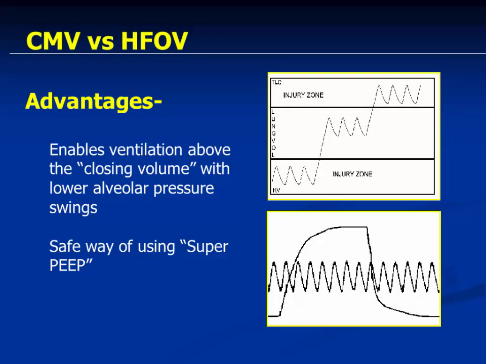As you can see, the advantages: it enables ventilation above the closing volume. What is happening here? This is again the injury zone. This is the conventional ventilation. This is also an injury zone, and we are using this zone, and we are using super PEEP in a safe way.